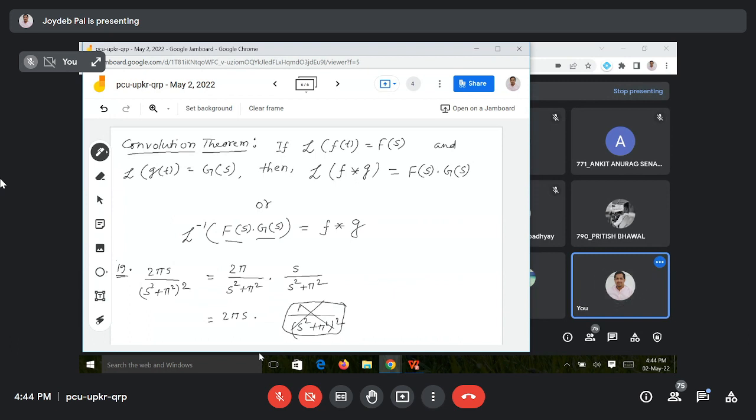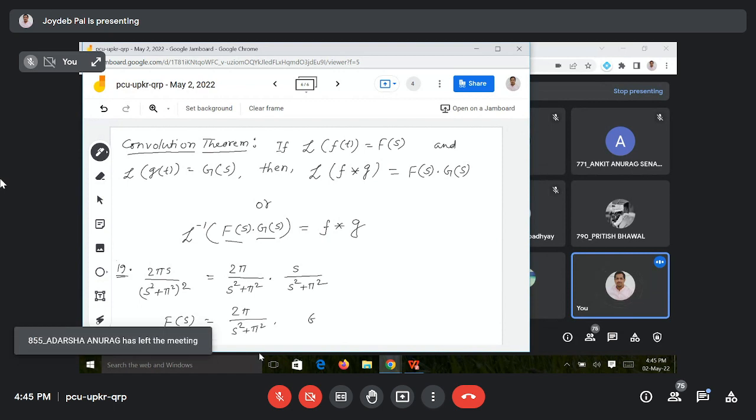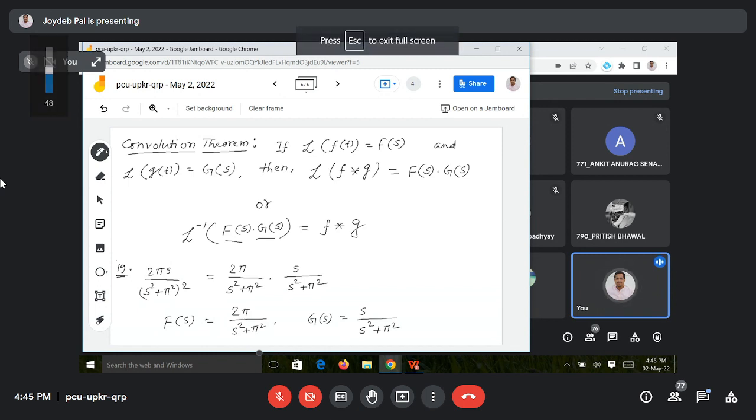Do you get the idea of how to take F(s) and G(s)? Again, I am repeating: you have to choose F(s) and G(s) in such a way that the inverses of F(s) and G(s) are known. So F(s) is 2 pi divided by (a square plus pi square), and G(s) is s divided by (a square plus pi square). We have to find the Laplace inverse of 2 pi s divided by (a square plus pi square) whole square, that means the Laplace inverse of F(s) into G(s), right? So we have organized the form.